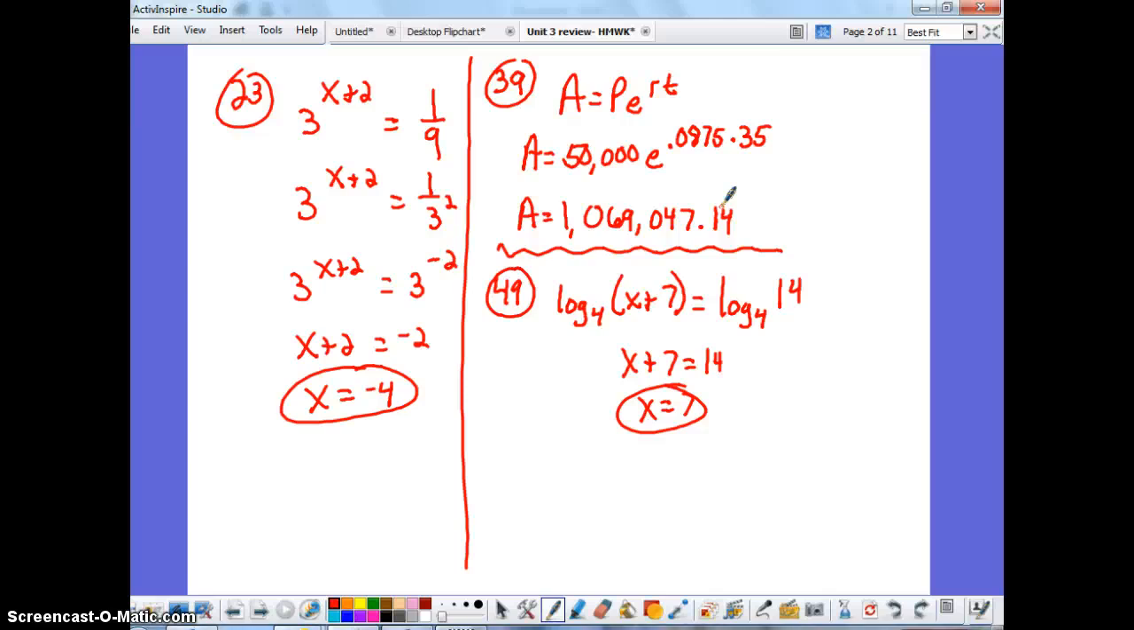And then the last two, to finish out through 46. 45, you just type in log of 1,000, and you get 3. And 46, log base 9 of 3, and you get 1/2.